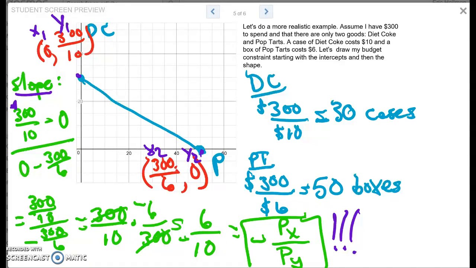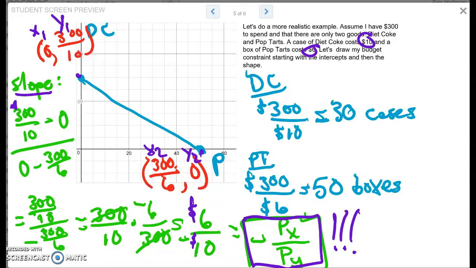Now, here's the reason that I didn't simplify anything. If you notice, 6 and 10 are the numbers from the original problem. 6 is the price of a box of Pop-Tarts, and 10 is the price of a case of Diet Coke. This actually isn't a coincidence. The slope of a budget constraint line is always going to be negative Px, meaning whatever good is on the horizontal axis, over the price of the good that's on the vertical axis.